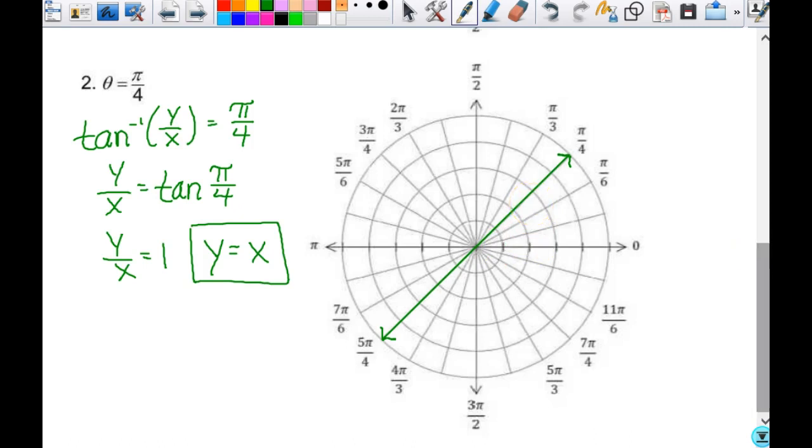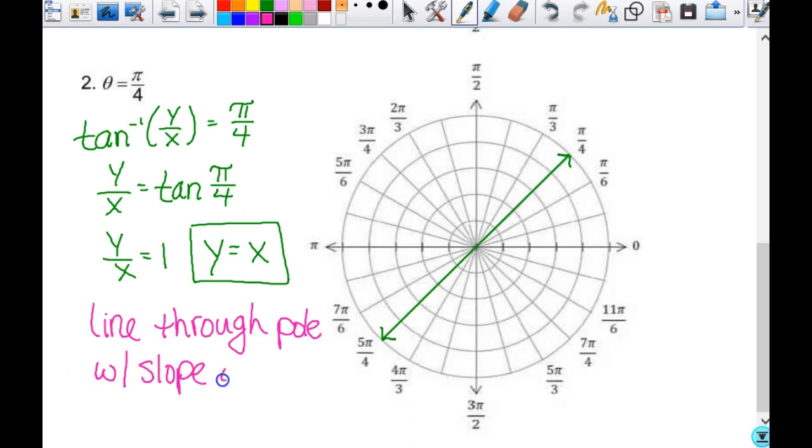So here, let's describe it. And we're going to say that this is a, oh, sorry, I was making sure I was doing all the stuff, but then I was looking at the wrong one. So this is a line, oh my God, I did this one wrong, through the pole. With slope of 1.